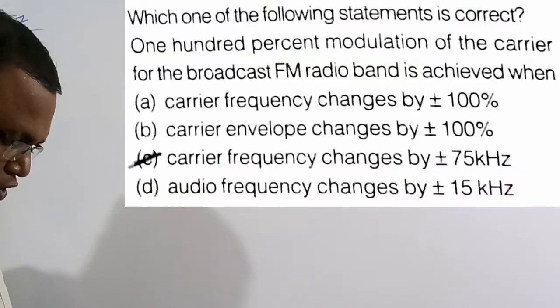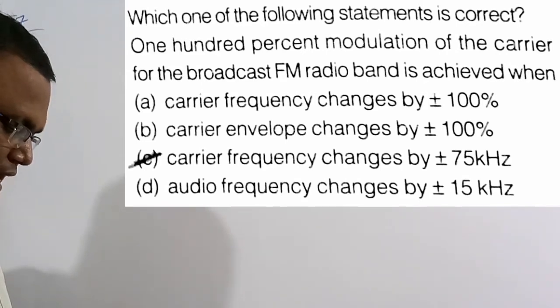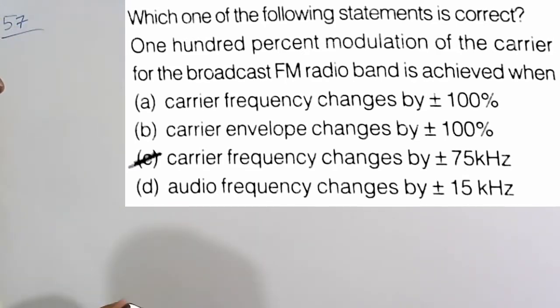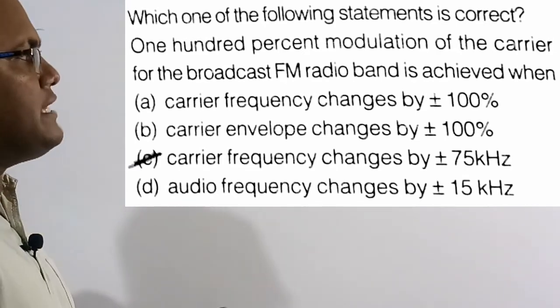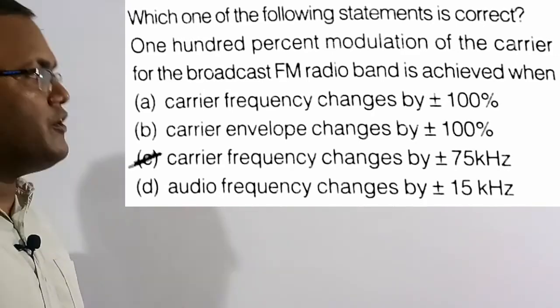See the question here. Which one of the following statements is correct? 100% modulation of the carrier for the broadcast FM radio band is achieved when? So here 100% modulation of the carrier is going to be achieved in FM. Then how is it going to be achieved, and when?